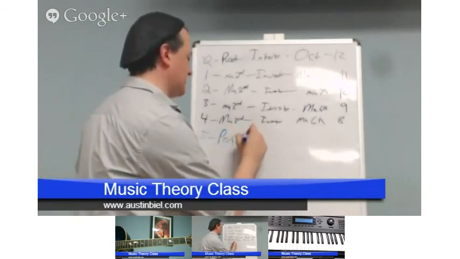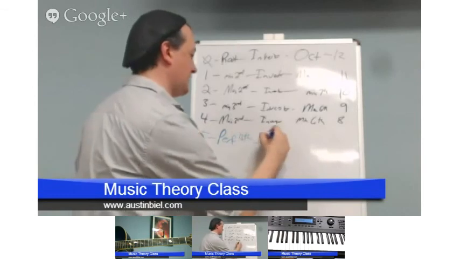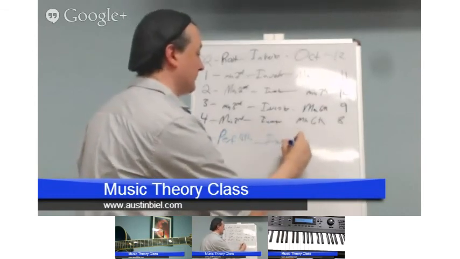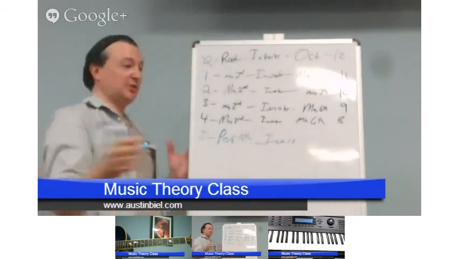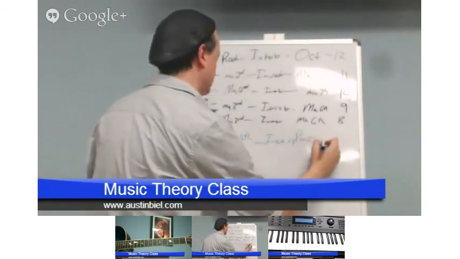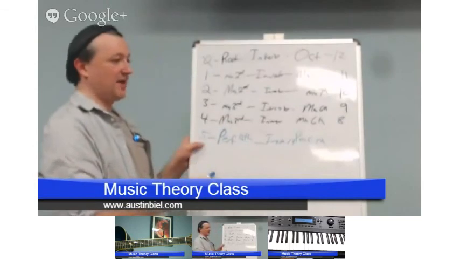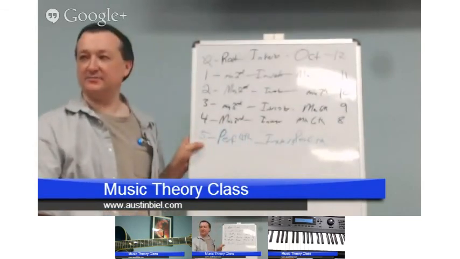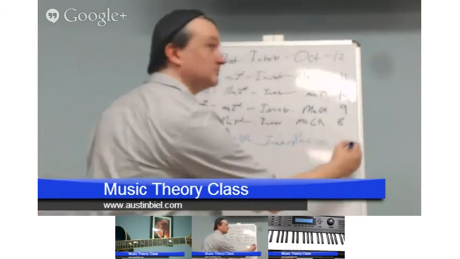Y'all slow me down if it doesn't make sense. And that inverts to, now remember, perfects don't change quality. So we know it's going to be a perfect something. Perfect fifth is the right answer. How many half steps here is a 5? A fifth is 7 half steps. Yeah? Making sense?